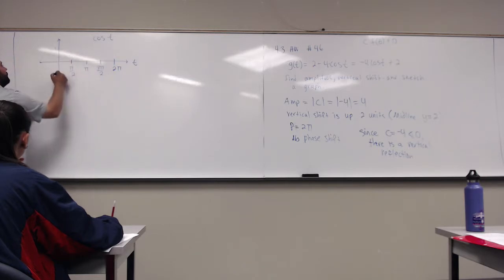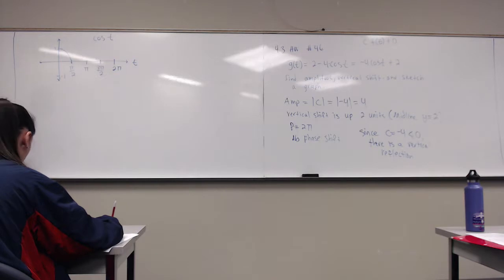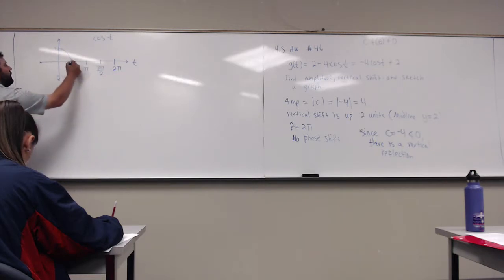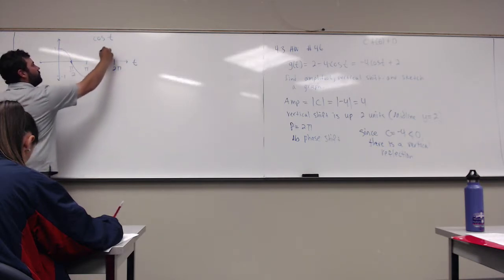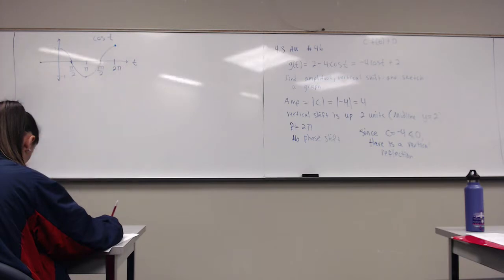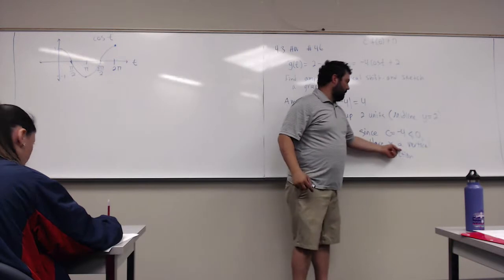Okay, here's positive 1, here's negative 1. Cosine starts at a max. Quarter way through the period, for any transformation of cosine of t, a quarter way through a period, you're going to always be at the middle value. And then halfway through the period, you're at the minimum. Another quarter way through the period, you're at the middle value. And another quarter of the period, you're at the maximum. Now, come over here. There's been a vertical reflection.